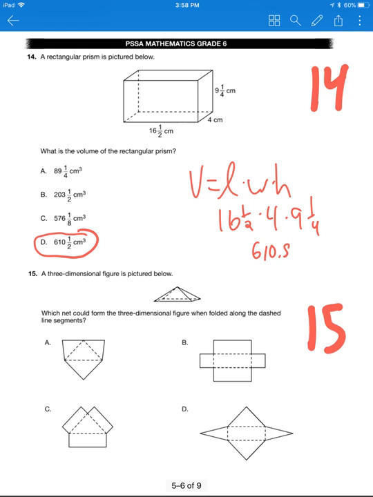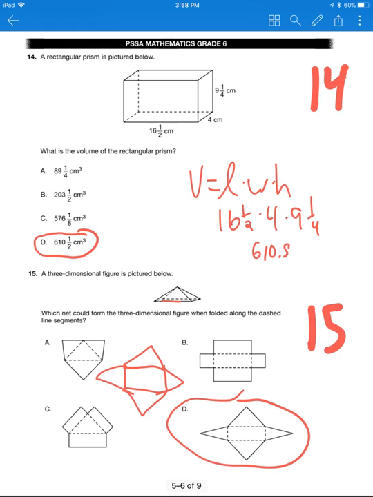All right, next. It says a three-dimensional figure is pictured. Which net could form a three-dimensional figure when folded along the line segments? All right, so that looks like a square pyramid to me. Remember, a square pyramid has a squarish base, or that's more like a rectangle, I guess, with a triangle on each side. And that definitely is D.